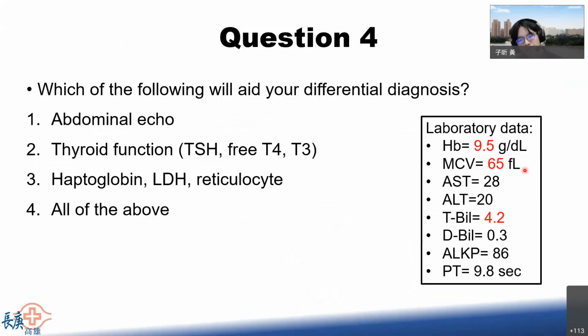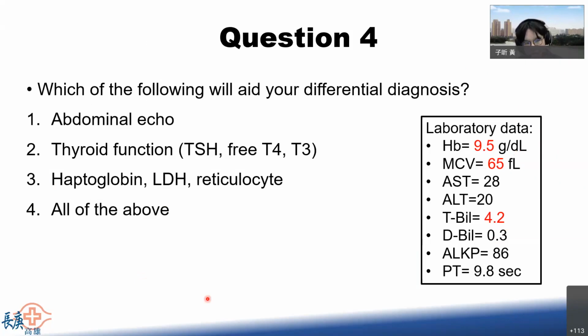So back to this patient, we see the lab data summarized here. The patient does have anemia, though it's microcytic anemia, and the patient has isolated indirect type hyperbilirubinemia. So what will help in your differential diagnosis?